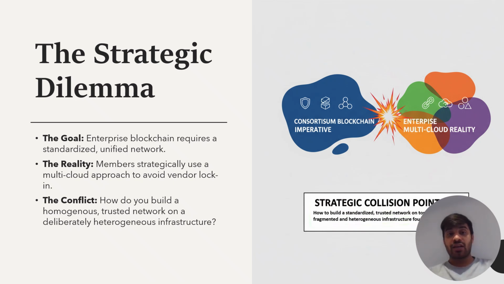For sound business reasons like avoiding vendor lock-in and leveraging the best services, nearly 90% of enterprises have strategically adopted a multi-cloud approach. Their IT landscape is, by design, deliberately heterogeneous. This creates a direct conflict and a strategic collision point that every multi-cloud consortium faces. It forces us to ask a critical question: how can you possibly build a homogeneous, trusted network on top of an infrastructure that is intentionally fragmented and diverse? Failing to answer this question is why so many consortiums stall.